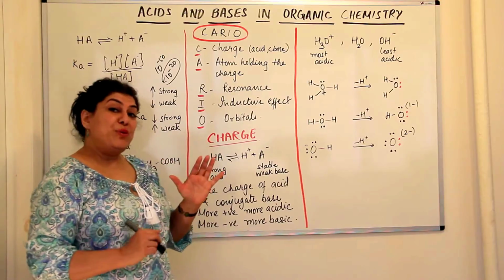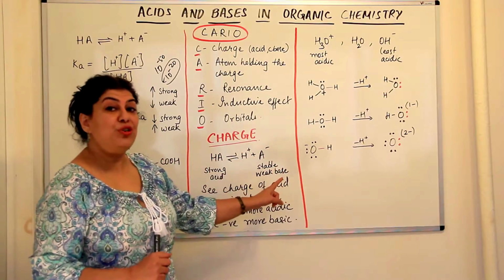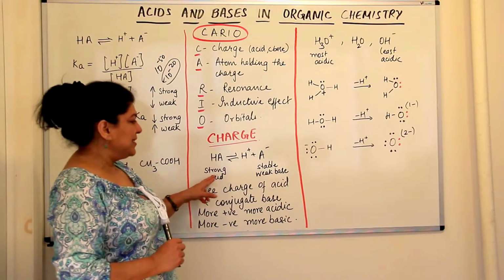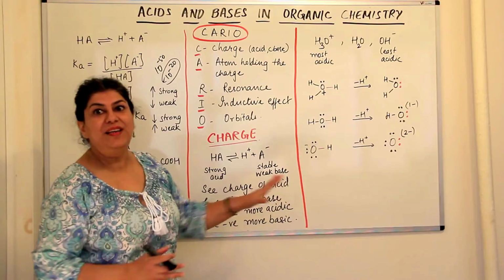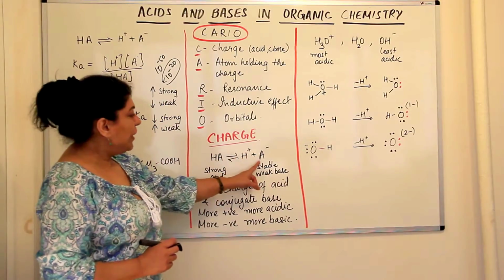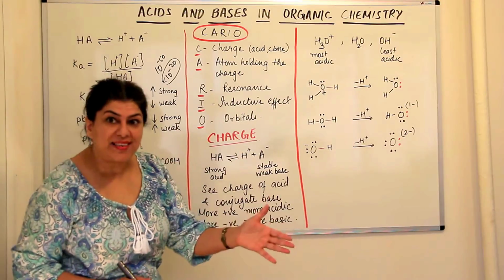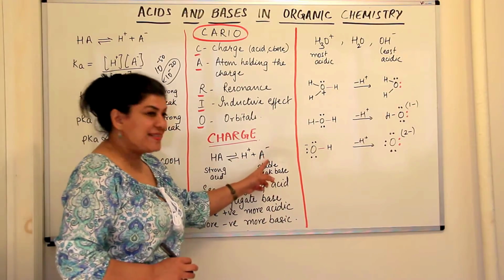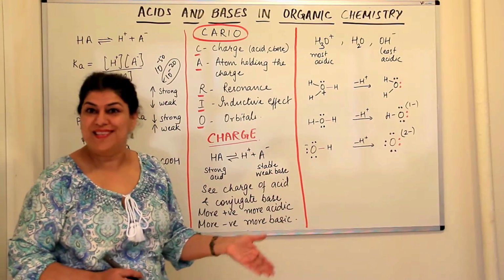In the previous video, I told you a strong acid produces a weak conjugate base, and a weak acid produces a strong conjugate base. You can understand this clearly from this. When a strong acid is formed, the conjugate base is stable. Stable means it does not react. And since it is a base and it does not react, it means it is a weak base.